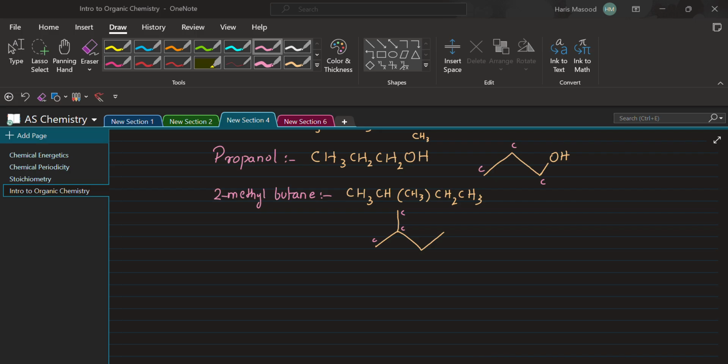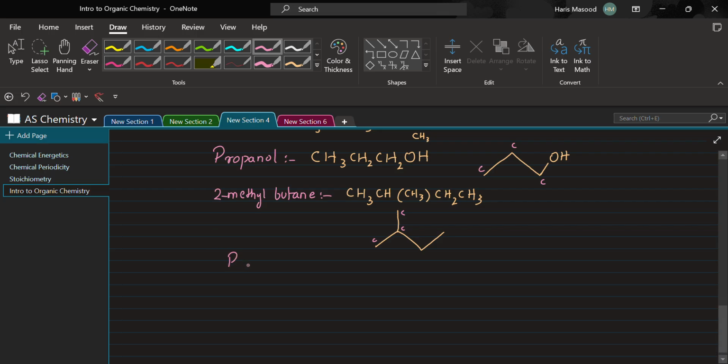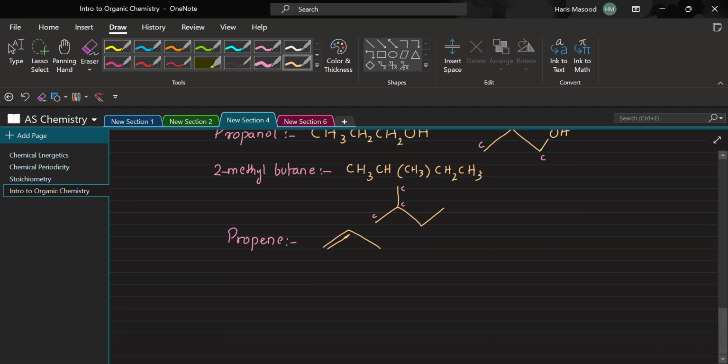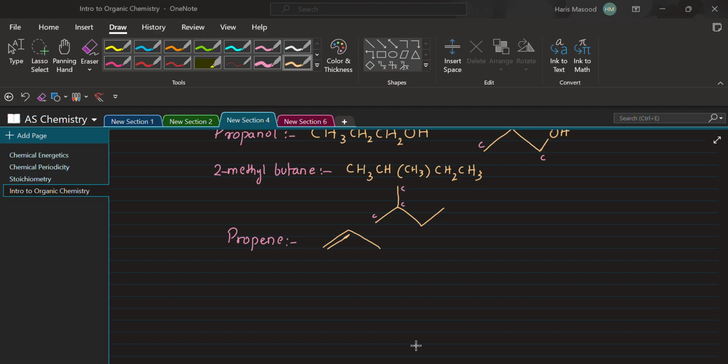Similarly, if you want to show the double bond, like for propene, it would be like this. Propene is like this. You would be showing something like this, a line below it to show the carbon double bond. So these are some of our compounds.